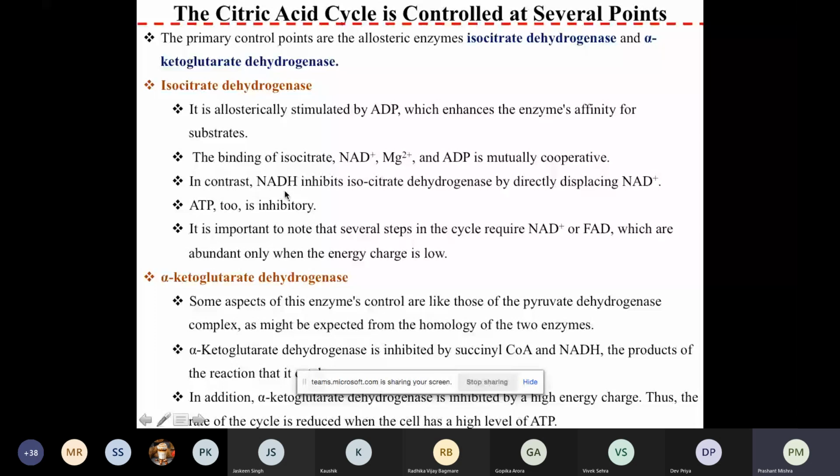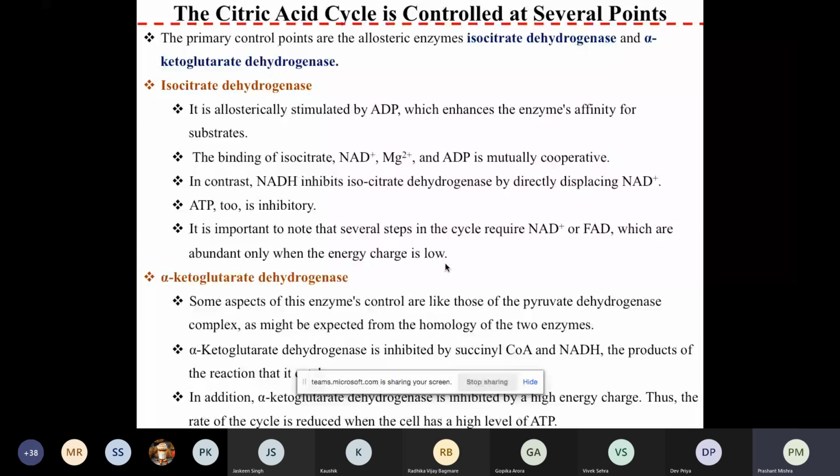It is important to note that several steps of the cycle require NAD plus and FAD, which are abundant only when the energy charge is low. So if the energy charge is low, that means your NAD plus or FAD is more and the cycle should operate more. If it is less, or if NADH is more, then they should inhibit these reactions.